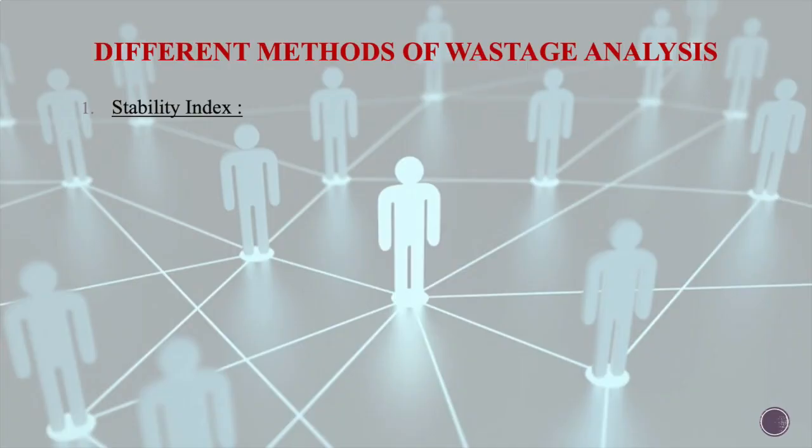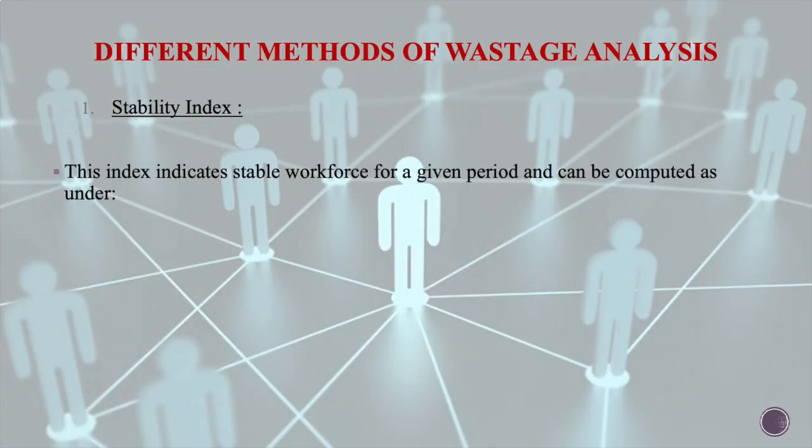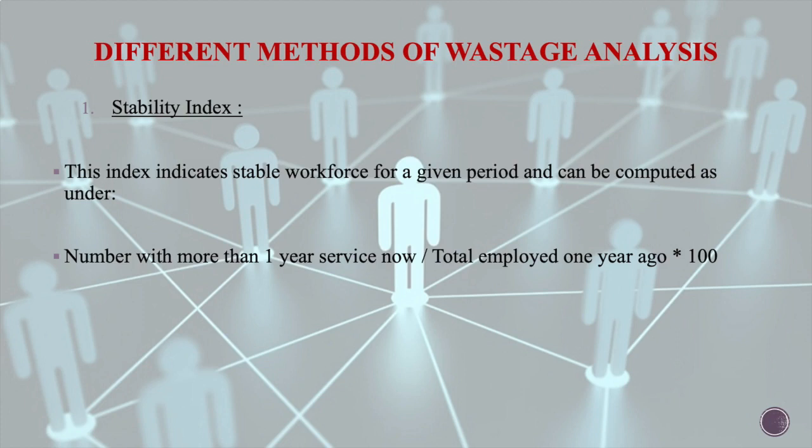Let's talk about what are the different methods of wastage analysis. One is called a stability index. This index basically indicates a stable workforce for a given period and can be computed like: number with more than 1 year of service with us now in the employees now, divided by total employed 1 year ago, multiplied by 100.